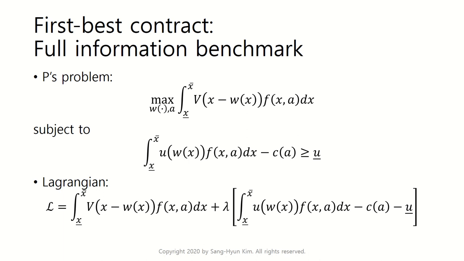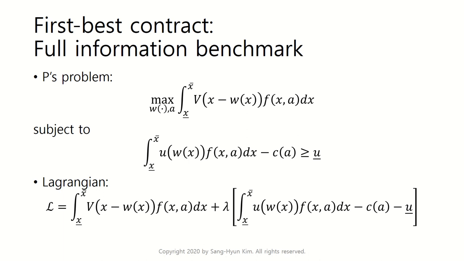Okay, and subject to, there is one constraint which is the IR constraint, right? So the left hand side of the inequality is the expected utility of the agent, and the right hand side is the reservation payoff of the agent. So if the left hand side is greater than the right hand side, that means the agent is better off by accepting the offer. So by making sure that this inequality holds, the principal can make sure that the agent accepts the offer, right? So this is the principal's problem.